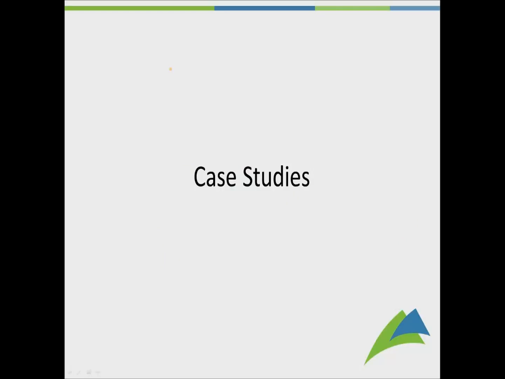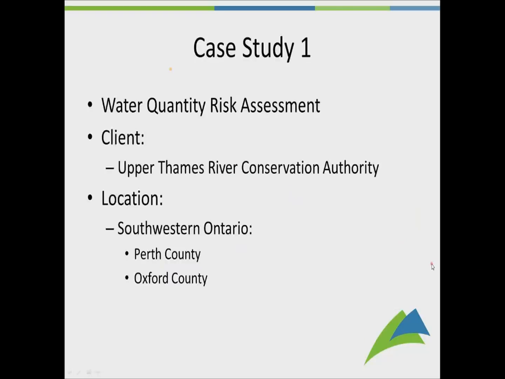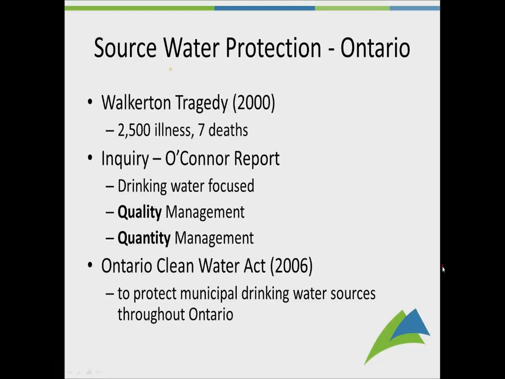So on to the first case study. The first case study focuses on a three-dimensional groundwater flow model for a water quantity risk assessment. In this case, the client was the Upper Thames River Conservation Authority, located in southwestern Ontario, covering the counties of Perth and Oxford, and I'll show a map of that shortly. But let me give you a bit of background as to why we did this project.